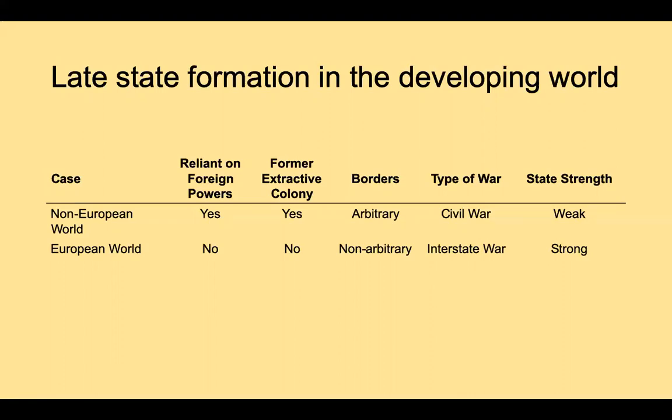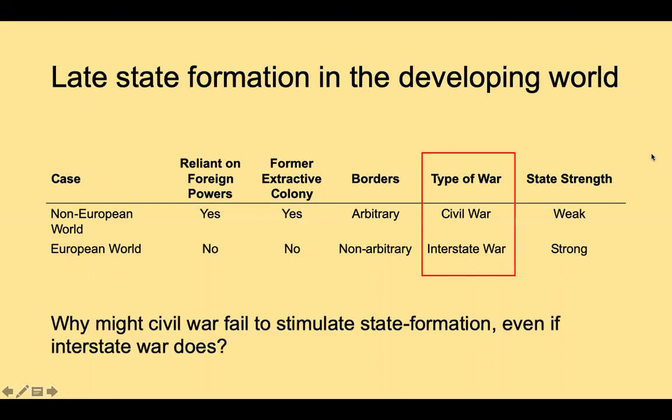Now, this is very rough, and there are deviations from both categories in both regions. There are weak states in Europe. There are strong states in the non-European world. But generally speaking, this is the set of differences between the two types of states, if you will, that we see over and over. And what we're going to focus on as we go forward is one of these variables in particular, which is the type of war.